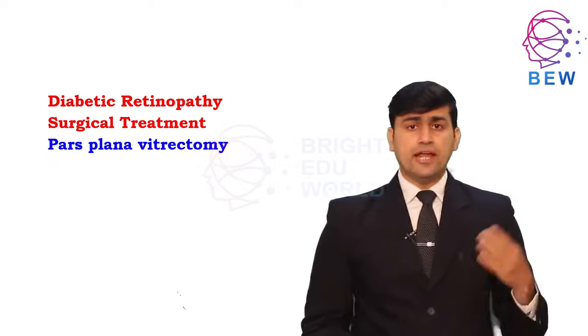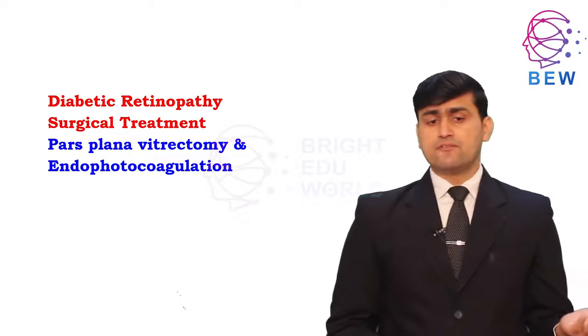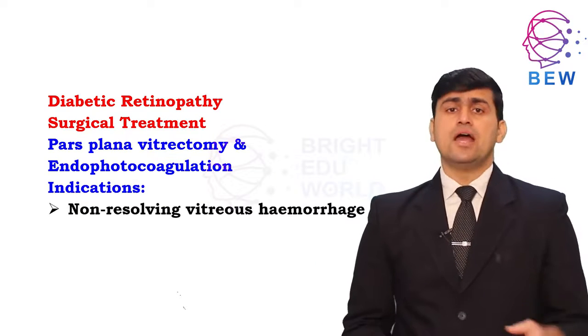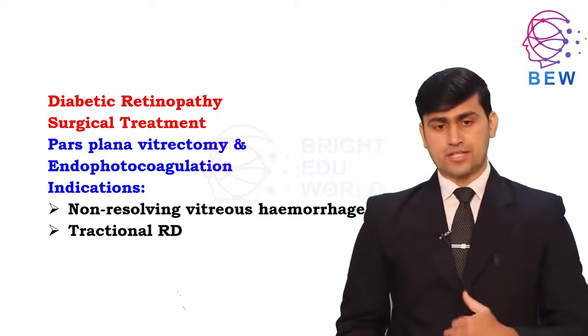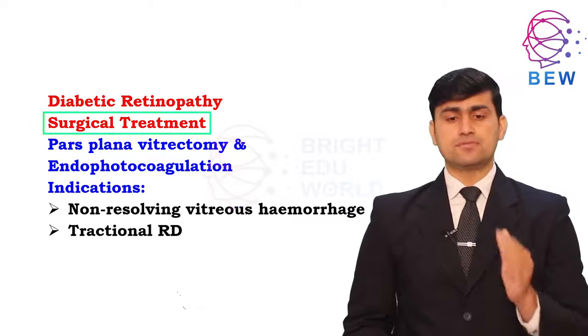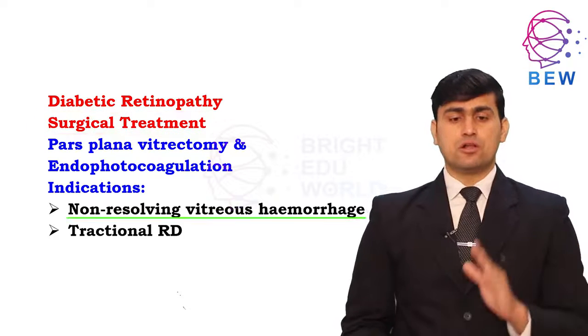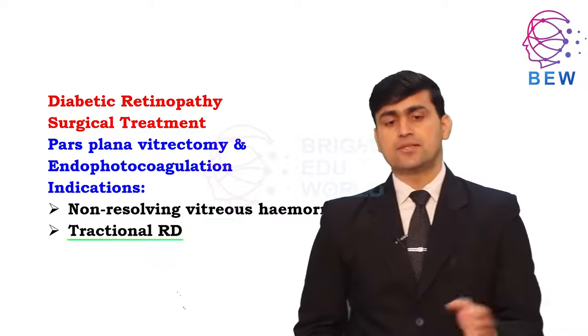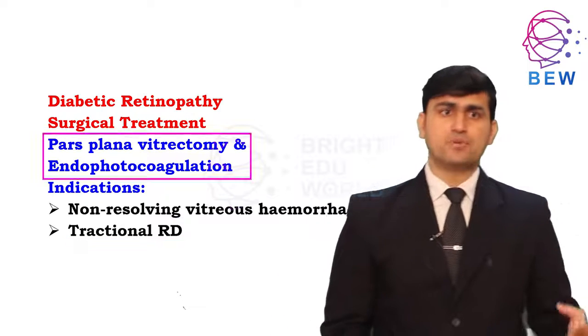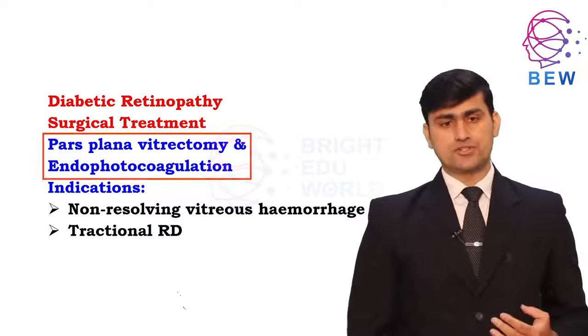Pars plana vitrectomy and endophotocoagulation is reserved for non-resolving vitreous hemorrhage and tractional retinal detachment. So the surgical treatment is mainly in cases of non-resolving vitreous hemorrhage and tractional RD, and the surgical treatment is in the form of pars plana vitrectomy and endophotocoagulation.